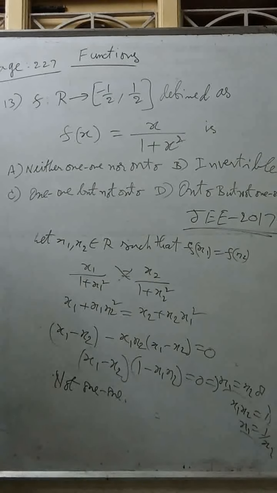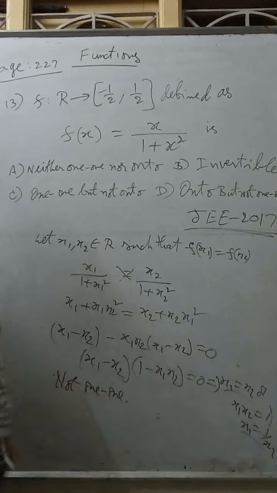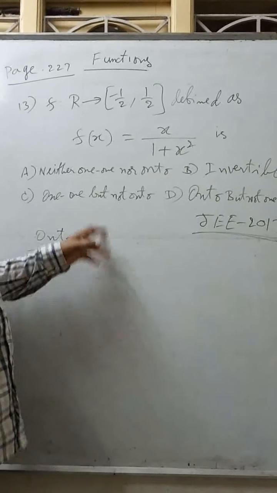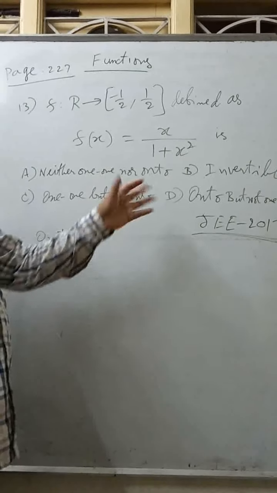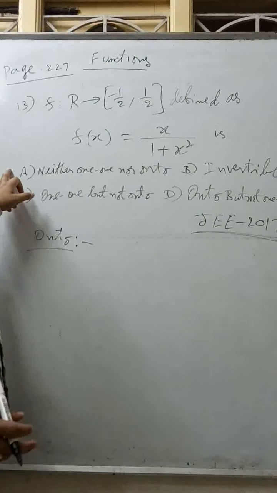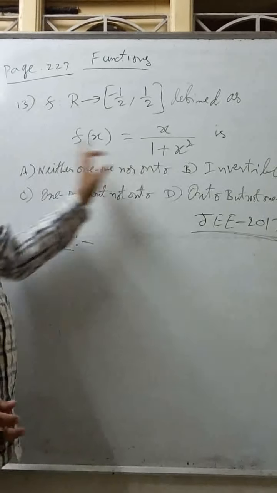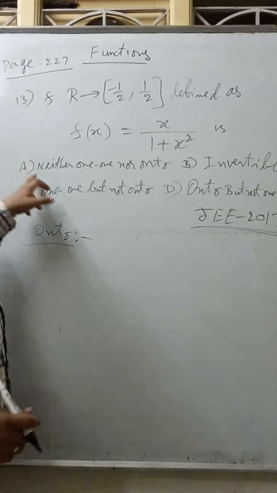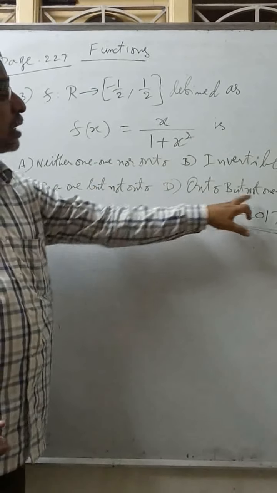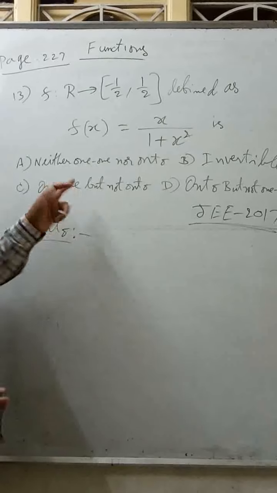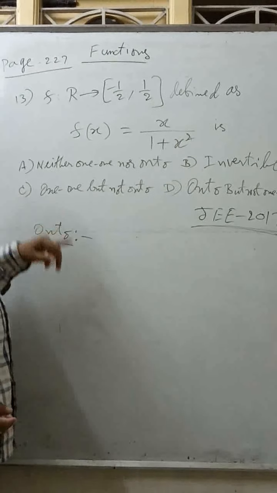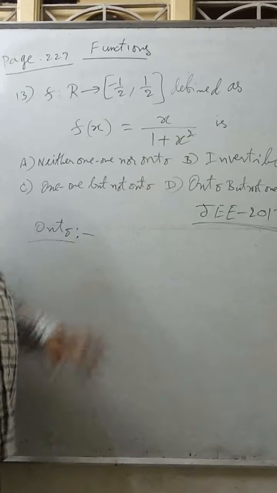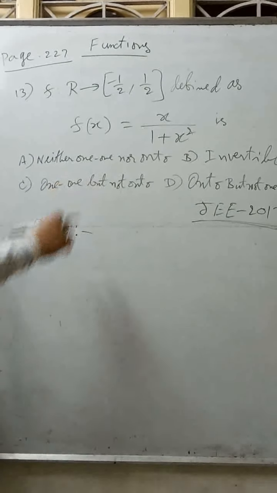Next, onto. How do we prove that it is onto? If it is 1-1 and onto, then we can say 1-1 onto, but there is no such option. We got that it is not 1-1. Not 1-1 means it can be neither 1-1 nor onto, or onto but not 1-1. So we don't know whether it is onto or not onto. If it is not onto, we can keep the first answer. If it is onto, we can keep the fourth option.